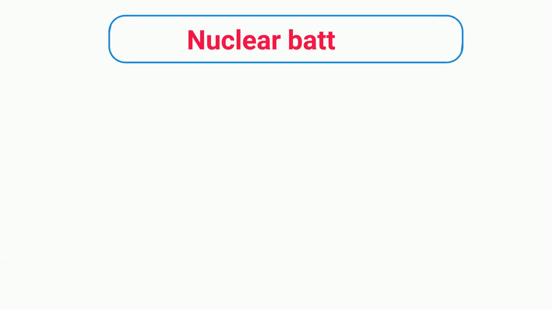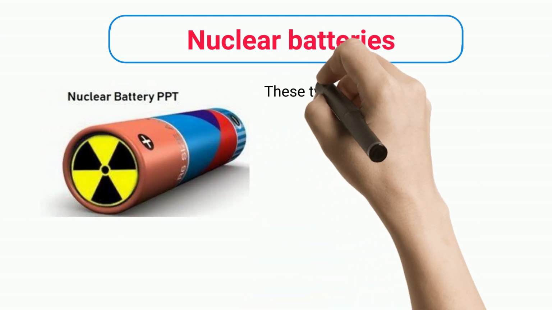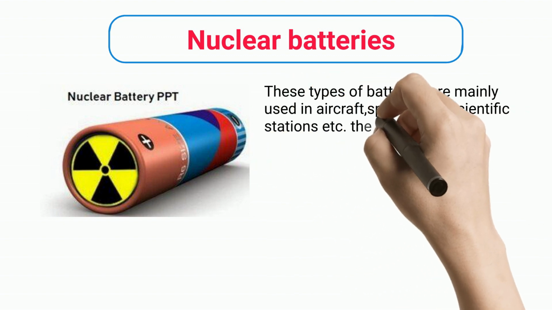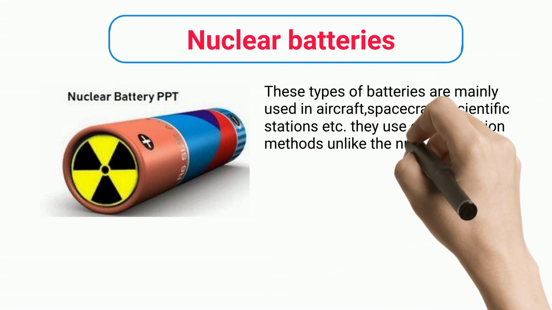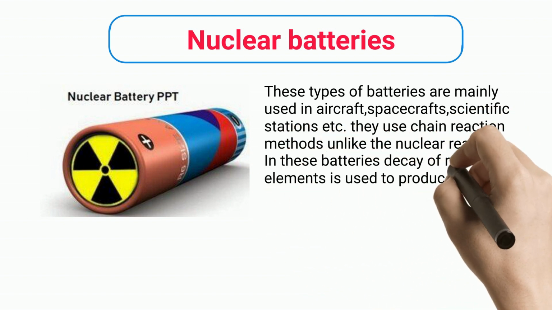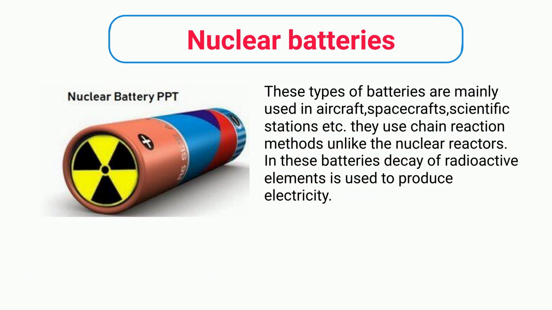Nuclear batteries. These types of batteries are mainly used in aircraft, spacecrafts, scientific stations, etc. They use chain reaction methods unlike the nuclear reactors. In these batteries, decay of radioactive elements is used to produce electricity. Nuclear weapons.